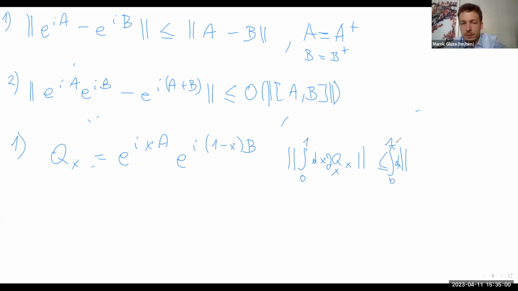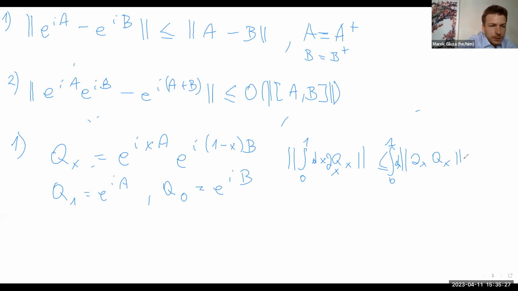still 0 to 1. The borders are important because Q1 is e to IA and Q0 is e to IB. And the sign flip, it's just in the norm. So dx Qx like this. Okay. And we will get the bound on this one.